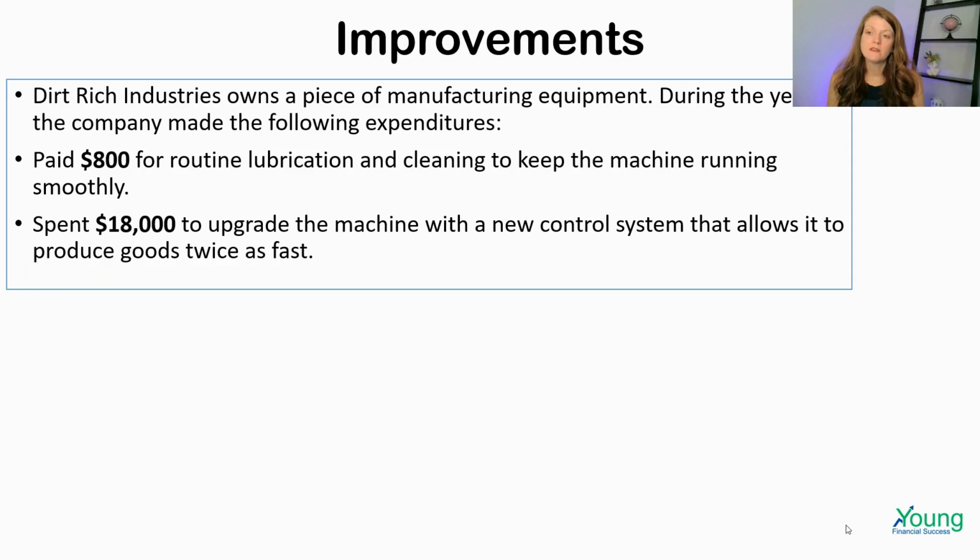They also spent $18,000 to upgrade the machine with a new control system that allows it to produce goods twice as fast. So we're being more efficient. So what do you think? The $800, $18,000, what are they doing with those?